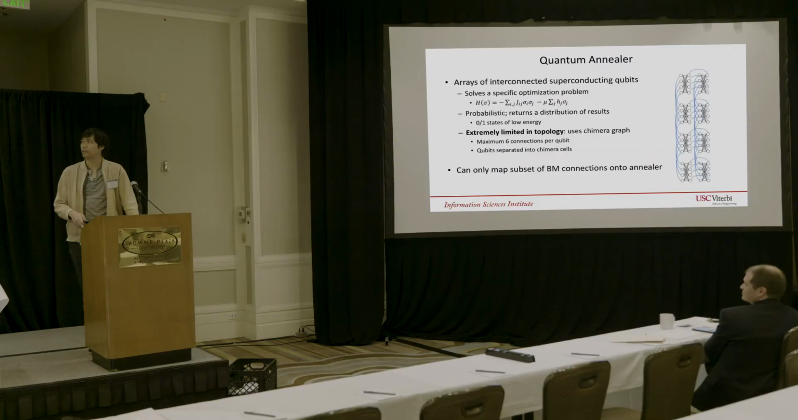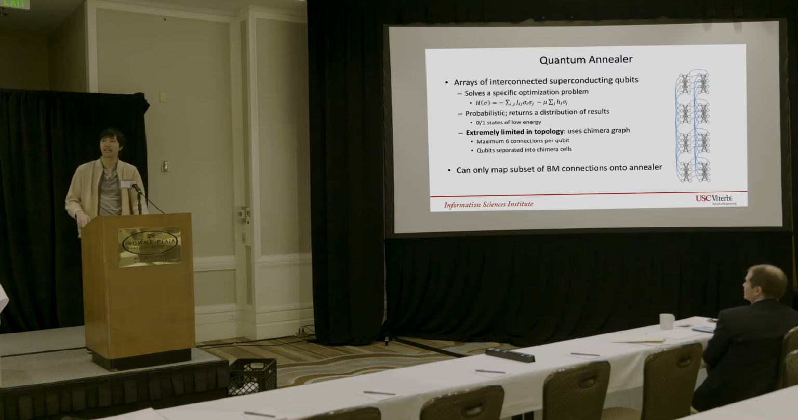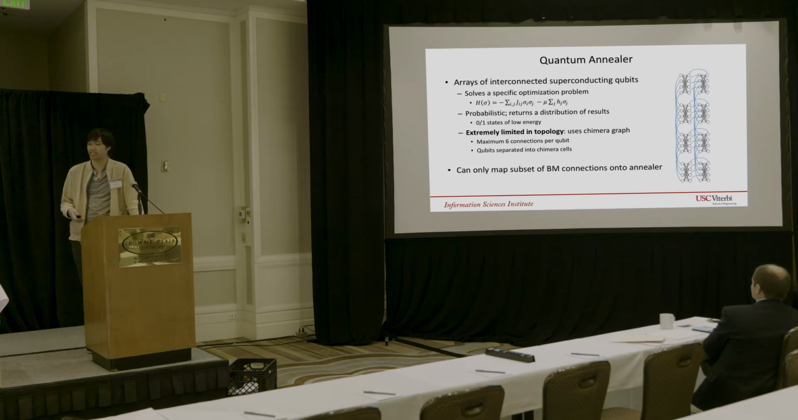The important point about the annealer is that it's extremely limited in topology. Ideally, we would want to have a densely connected graph of qubits, where every qubit is connected to every other qubit. Unfortunately, what we're restricted to is what we call a chimera graph, in which every qubit can only be connected to a maximum of 6 other qubits at a time. And qubits are separated into what we call chimera cells. What this means for us in Boltzmann machines is that if we wanted to map the Boltzmann machine to the annealer, we can actually only represent a small subset of those Boltzmann machine connections.